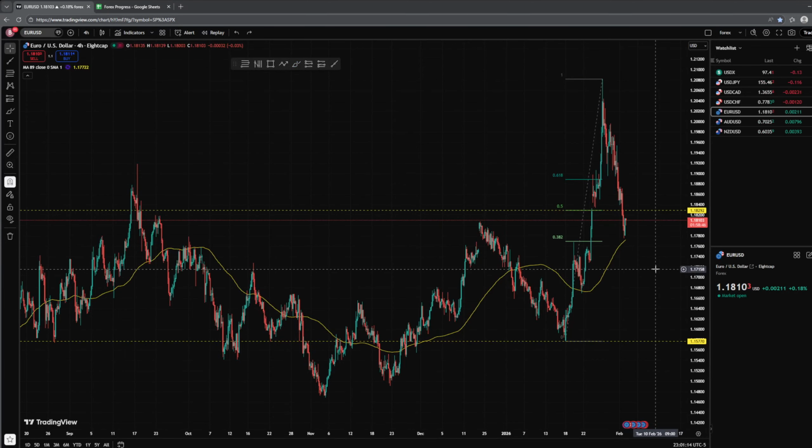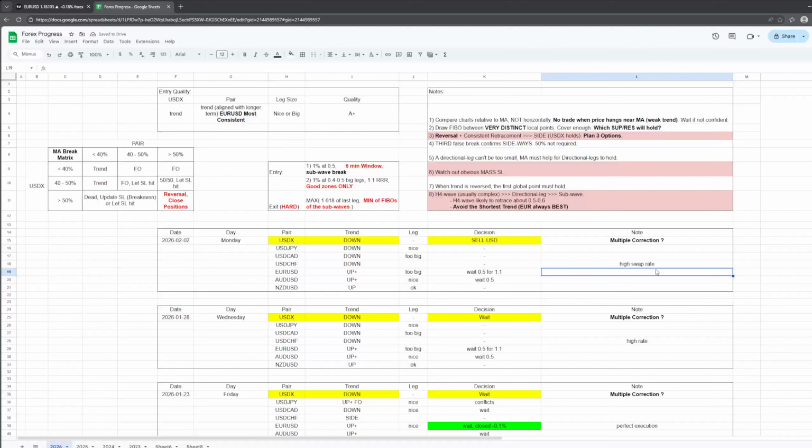Okay, let's write it down. Euro USD trend is up. Leg seems to be a little bit bigger. That's why I bought, risking 0.4% of my account at 50% retracement for the risk and reward ratio 1:1, which is a perfect execution of my trading system. So let's flag it as green because it's a perfect execution.